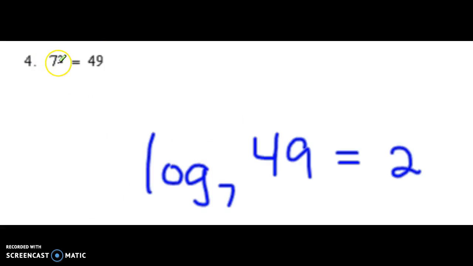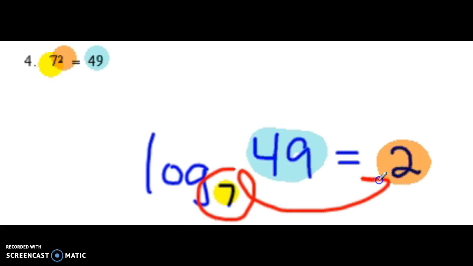So in problem number 4, I'm going to convert to a log. So my base is 7, so I have a base of 7. My value is 49, so I have 49. My power is 2, so I have 2. So now I'm going to check it to make sure it makes sense. 7 squared is 49. Correct.